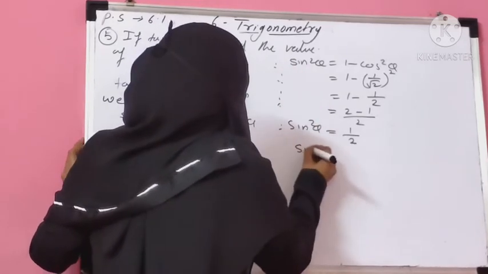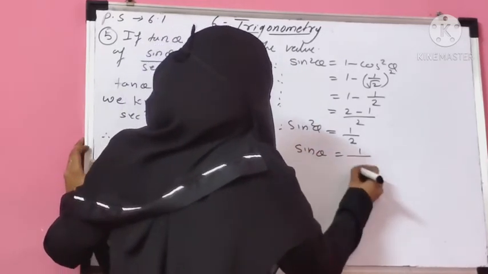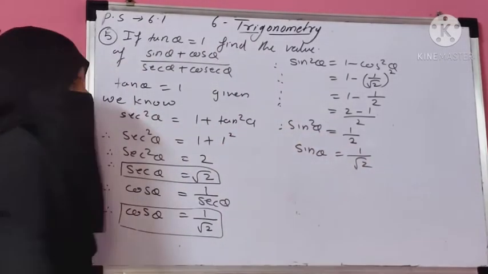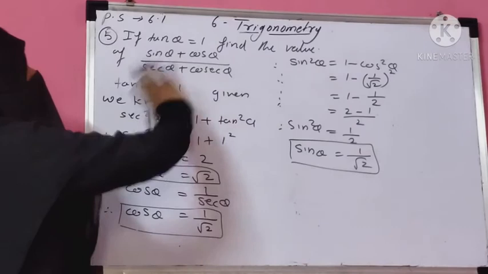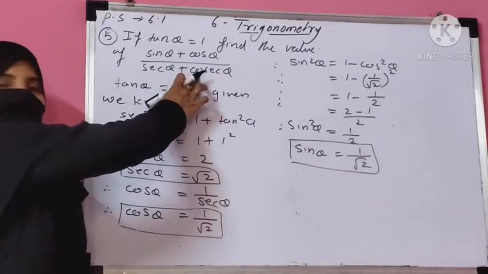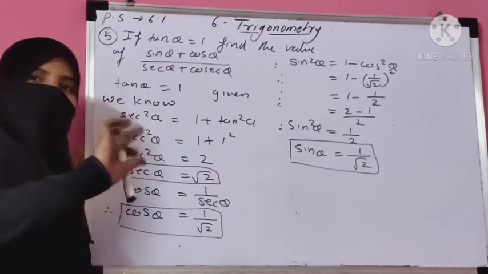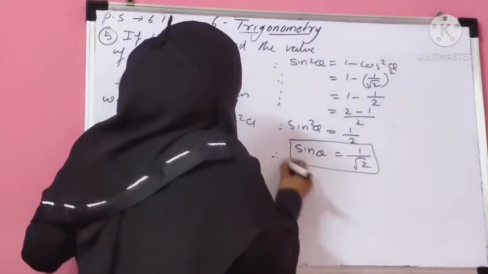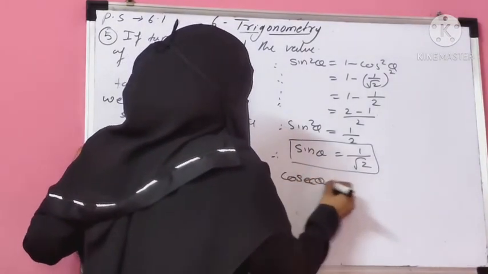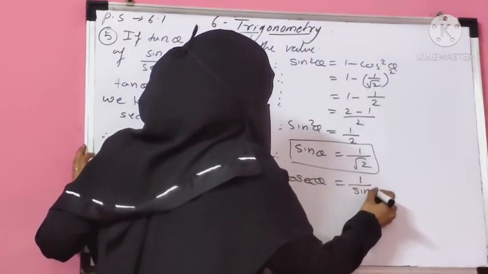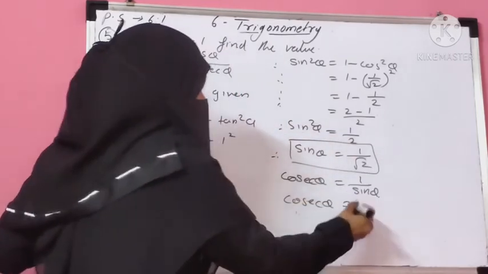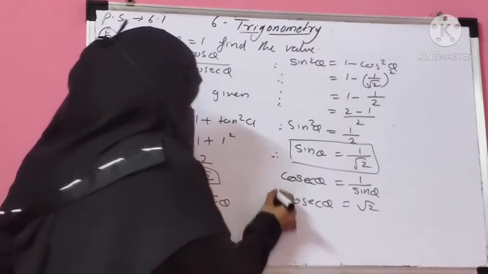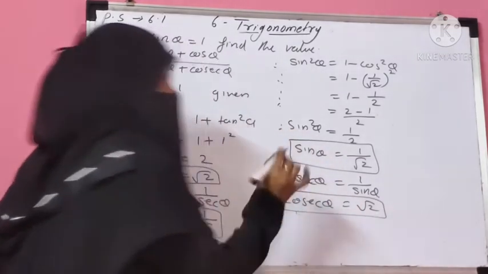So therefore sin theta is equal to 1 upon root 2. Here you get the value of sin theta. Now sin is related with cosec, because cosec and sin are in inverse relation, then cosec theta is equal to 1 upon sin theta. So therefore cosec theta is equal to 1 upon 1 upon root 2, which is root 2. Got it? Here you get the value of cosec.